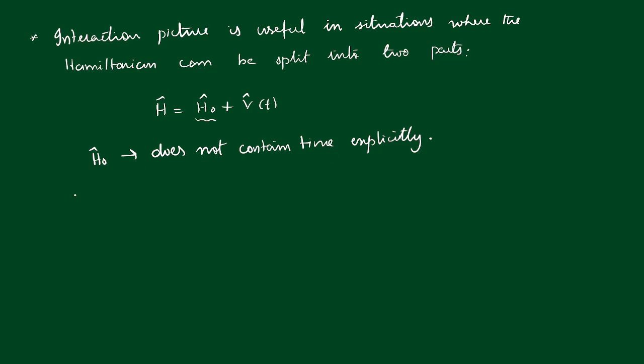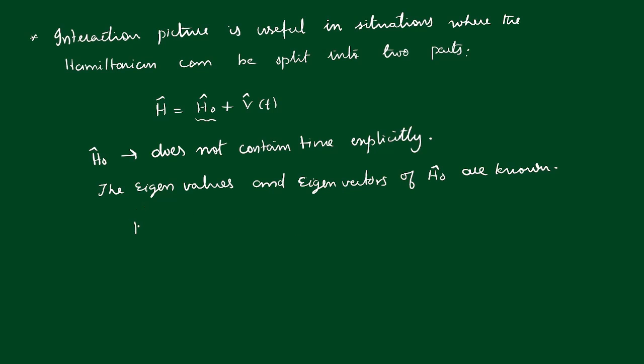All right, and also the eigenvalues. The H0 Hamiltonian is considered to be completely solved. This means that the eigenvalues and eigenvectors of H0 are known. So we know this relation, for example, H0 acting on ket n is equal to En times ket n. The assumption is that the H0 part is completely known. These are things that we have worked out.